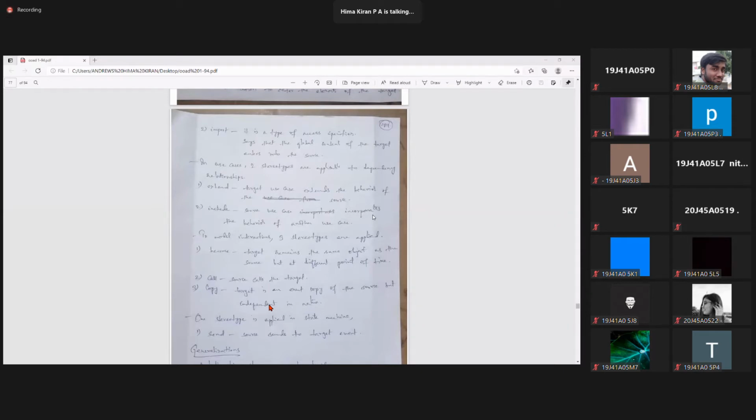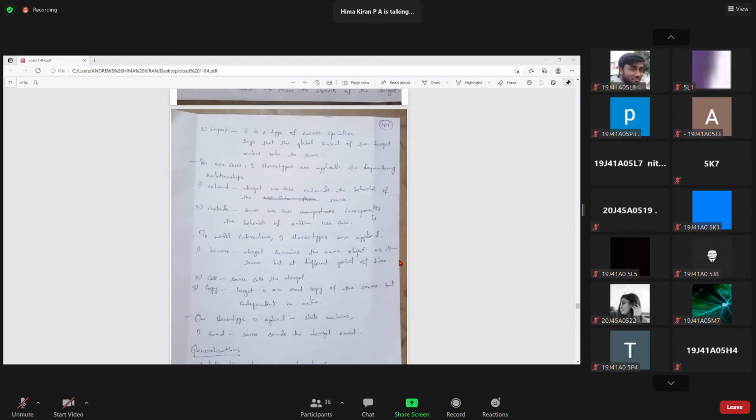For example, a lion and a lion cub. Lion cub is the target and lion is the source. Both are considered to be the same lion only, right? That is a normal, general and simple example which I want to give for you.